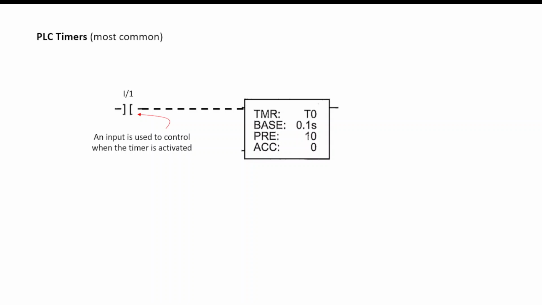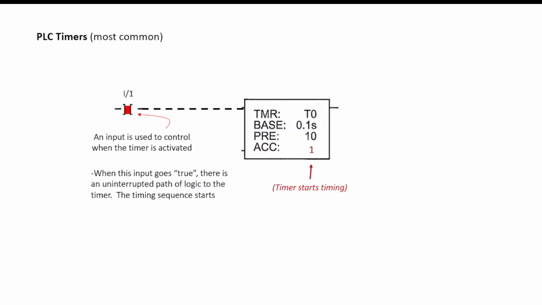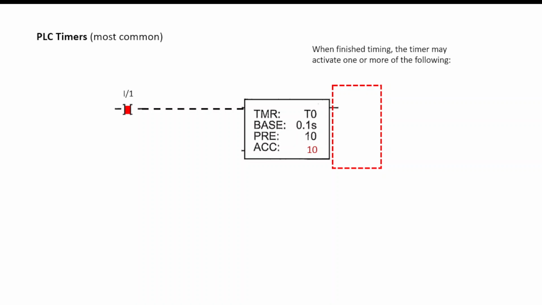Now there's going to have to be an input that's used to control when the timer is activated, in the same way that we had a push button for the mechanical timer relay. When the input goes true, there is an uninterrupted path of logic to the timer, and the timing sequence starts. So here we go, time's up. At this point, when it's finished timing, the timer may activate one or more of the following.